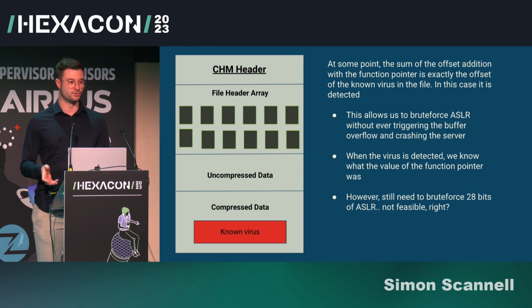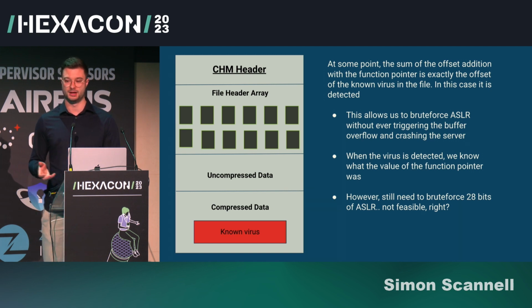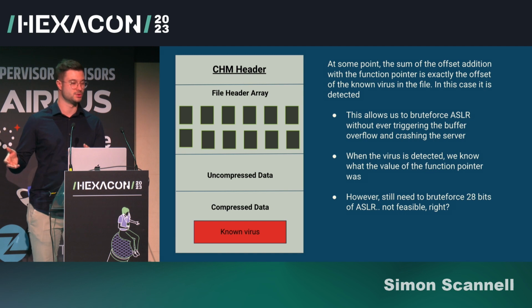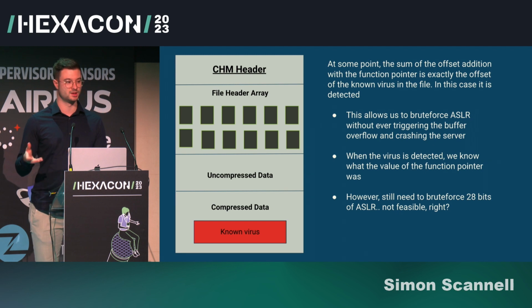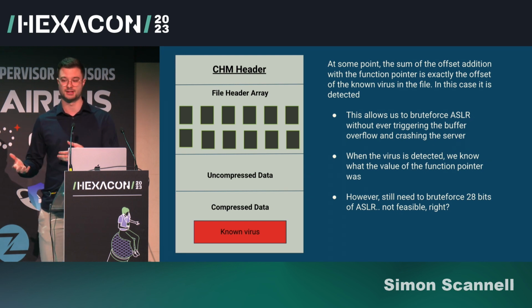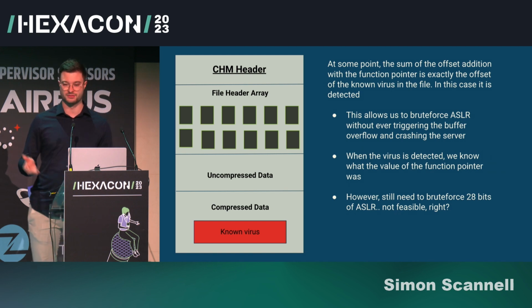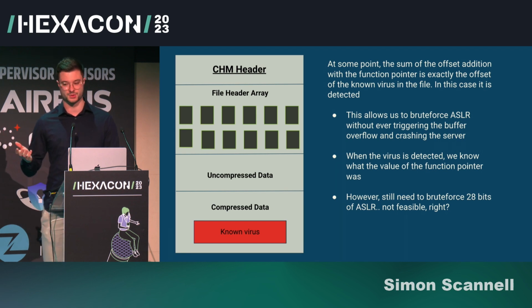So this allows us to brute force ASLR or side channel ASLR without ever triggering the buffer overflow and never crashing the server. Because even if the out-of-bounds read didn't read the function pointer, it should never really crash the server if we just read a couple of bytes beyond the current buffer. So when the attacker gets the message that the virus was detected, because they know the other two values that were added, we know exactly what the value of the function pointer was. The only problem is, while this works in theory, we still have to brute force hundreds of millions of possibilities of ASLR, which means we would still have to send hundreds of millions of files, which is just not feasible, right?